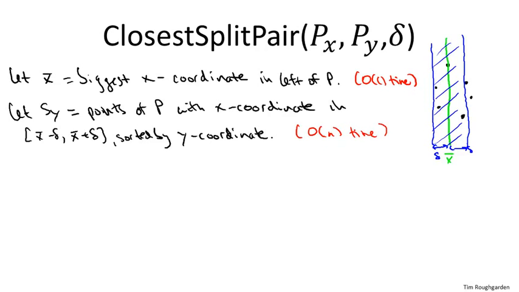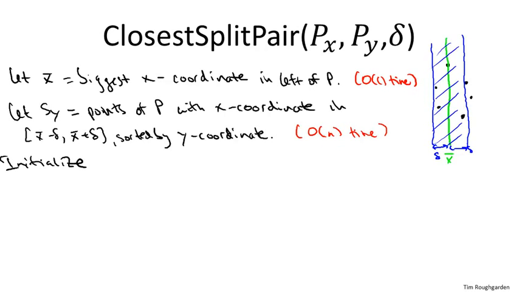Now, it's the rest of the subroutine where you're never going to believe me that it does anything useful. So I claim that essentially with a linear scan through Sy, we're going to be able to identify the closest split pair of points in the interesting, unlucky case where there is such a split pair with distance less than delta. So here's what I mean by that linear scan through Sy. As we do the scan, we're going to keep track of the closest pair of points of a particular type that we've seen so far.